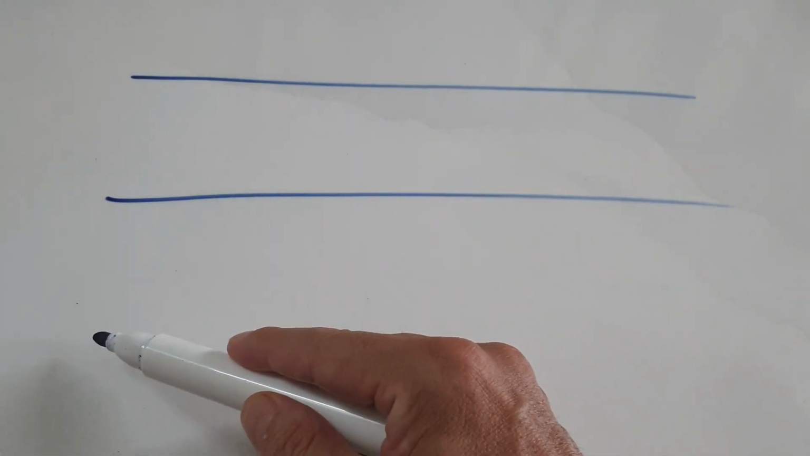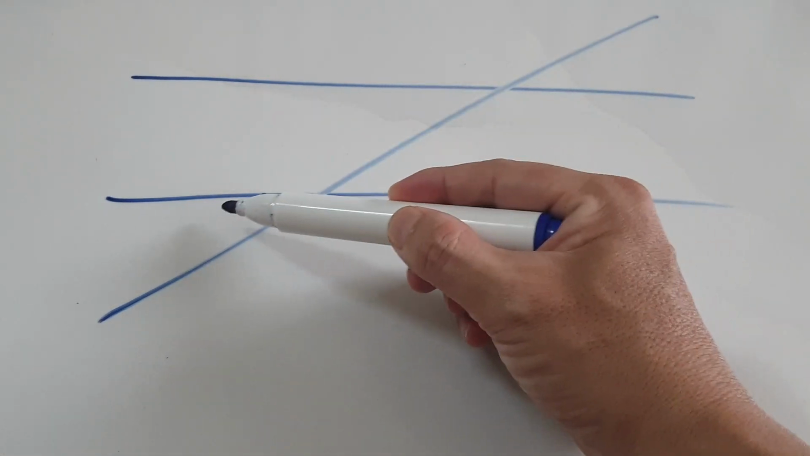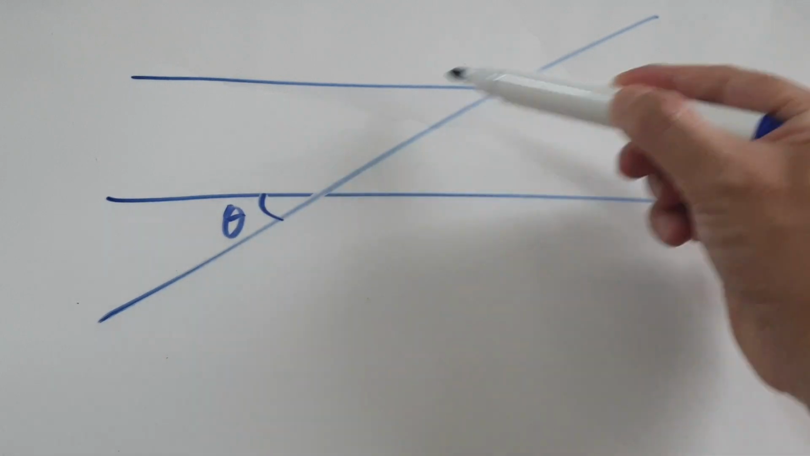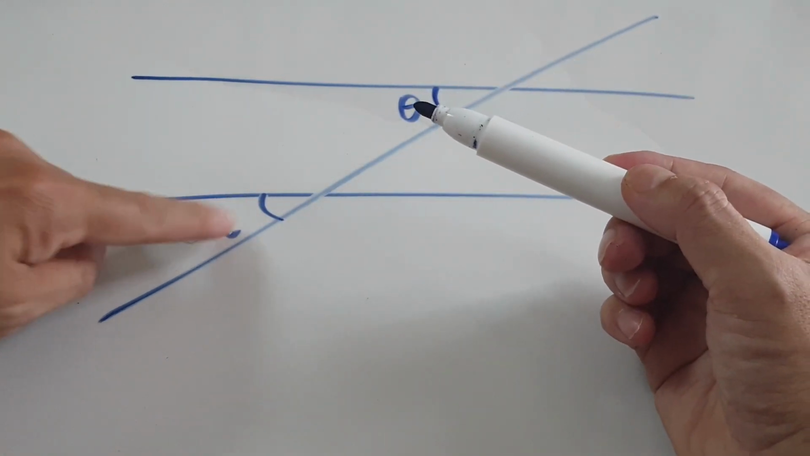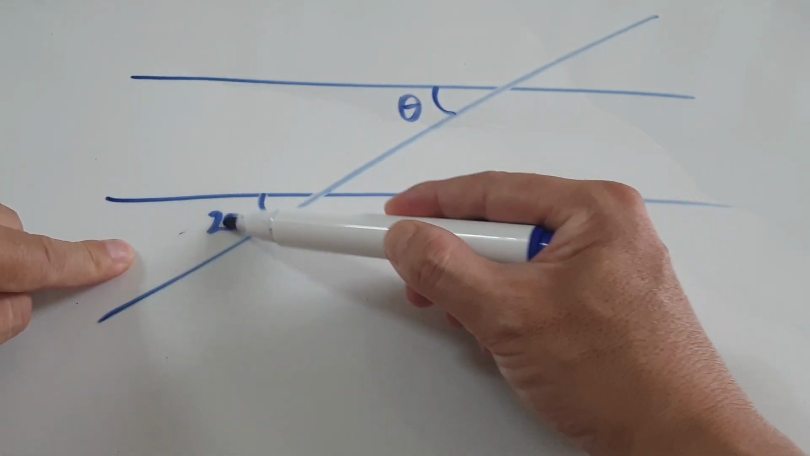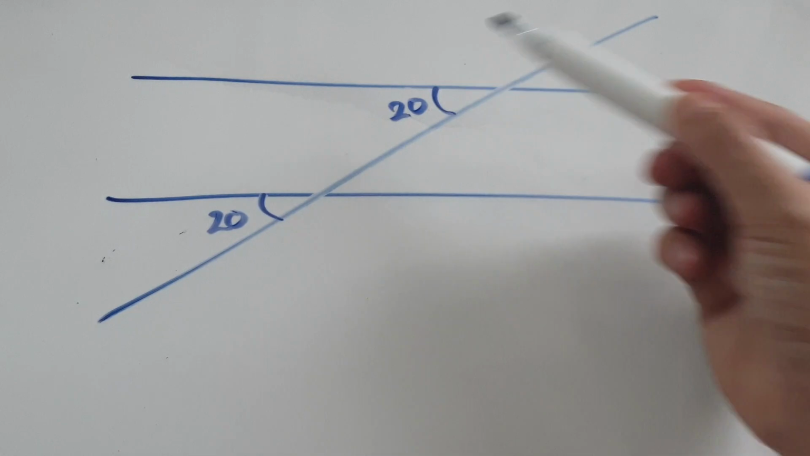Whenever you have two parallel lines and one straight line going through the two, this angle here would be the same as this angle here. So for example, if this angle here is 20 degrees, then this must be 20 degrees. And let's try and understand why that's the case.